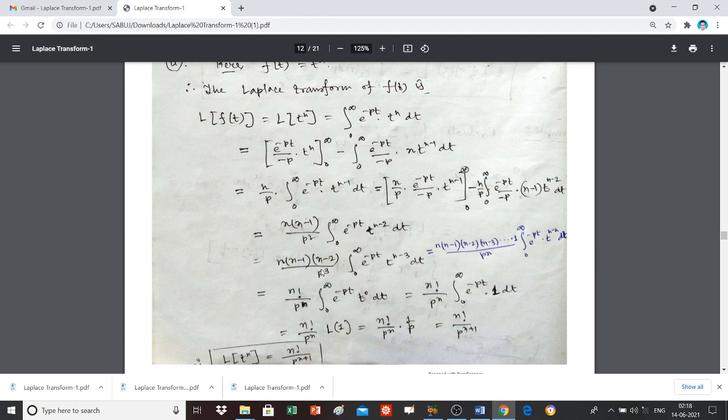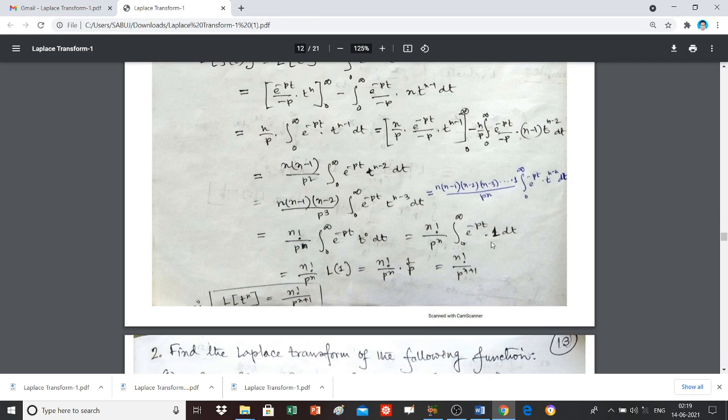Okay. Then here, see here, this is the third line. So p to the power n. So here will be p to the power n, 0 to infinity e to the power minus pt, and then t to the power n minus 1 dt. So that will provide you n factorial. This is nothing but n factorial. Then p to the power n, 0 to infinity e to the power minus pt, and this will be t to the power 0. That means 1 dt. So that is n factorial by p to the n, 0 to infinity e to the power minus pt, and then 1 dt. So this, what is that?